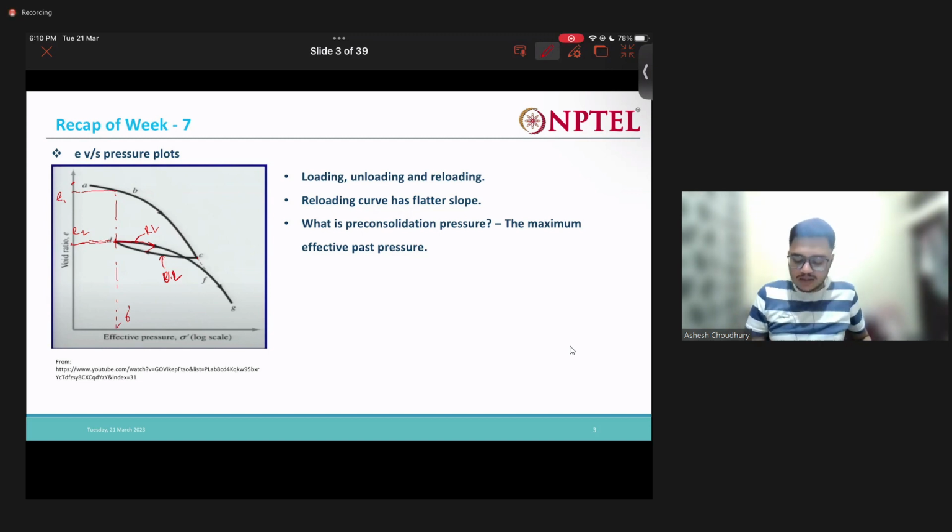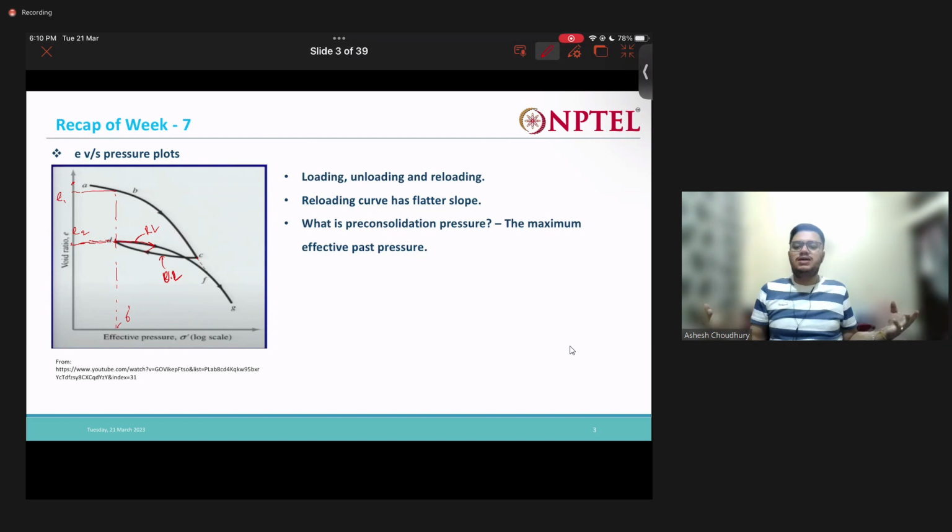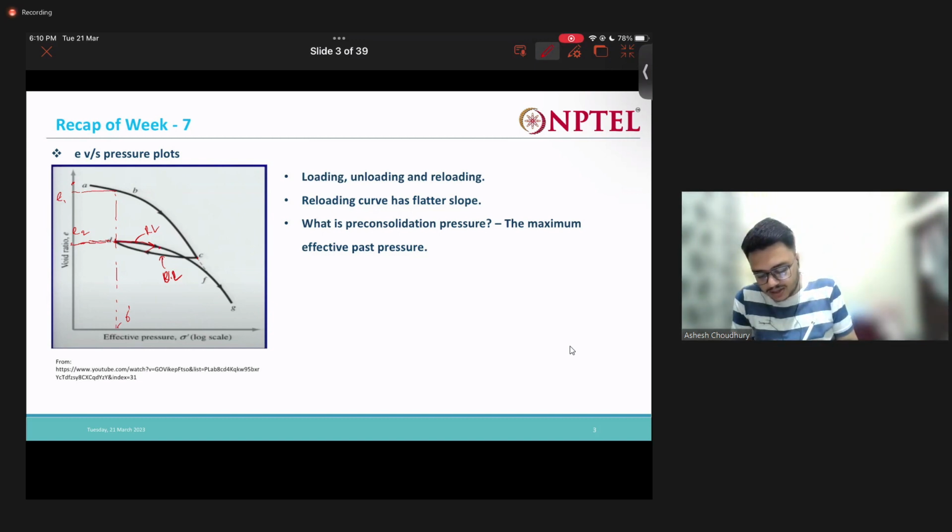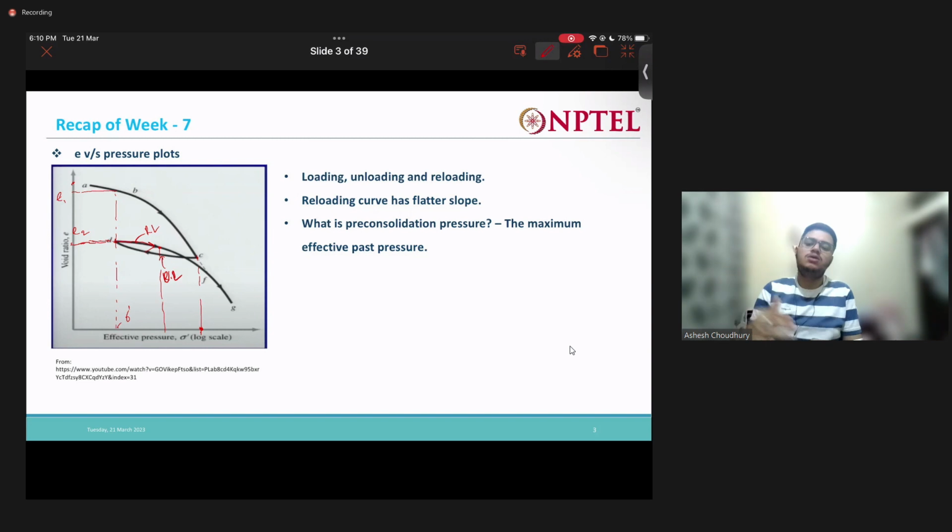The main reason behind this is that the soil has actually encountered a higher stress in its previous history than the stress at this point in the loading. So when you are reloading it, the soil will not act the same way, because it will say, okay, I have encountered a higher stress level before, so now you cannot affect me the same way as you affected me before.